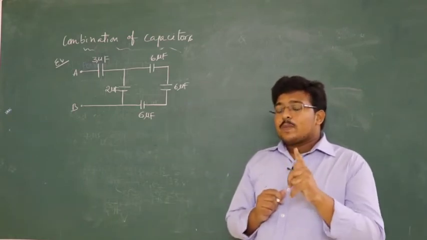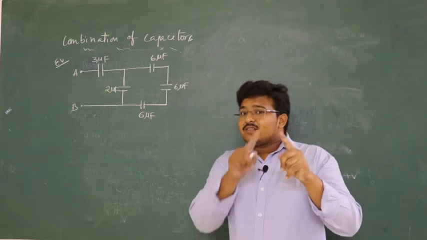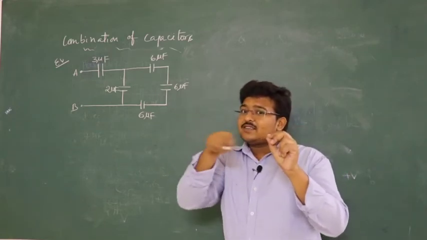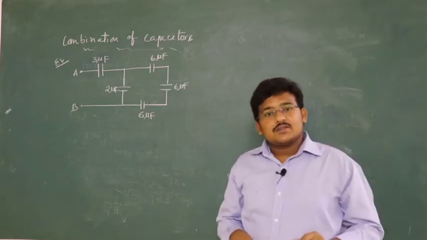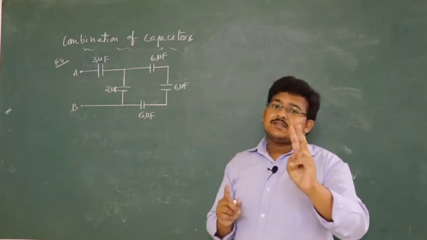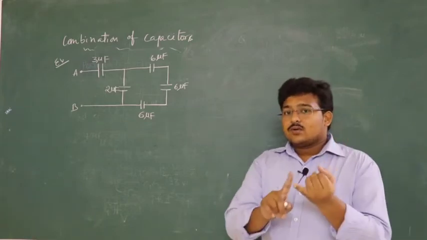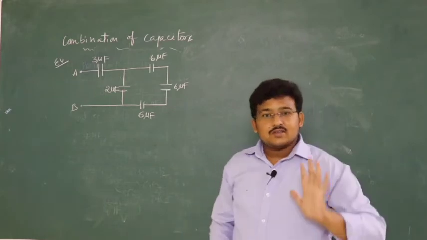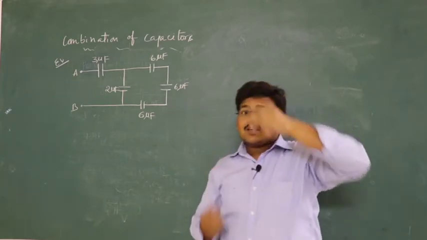So what I told you, series means there is a single branch. If everyone is connected like this in a single branch, they all are in series. If their endpoints are the same, they are connected in parallel. This is the simple funda here. So if everyone comes under the same branch, all of them are in series. If their endpoints are the same, they are connected in parallel.